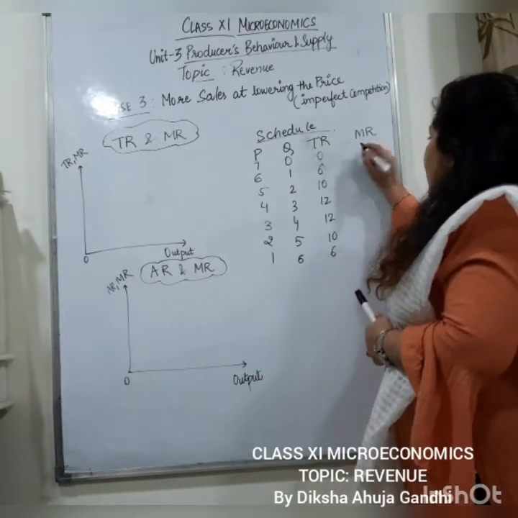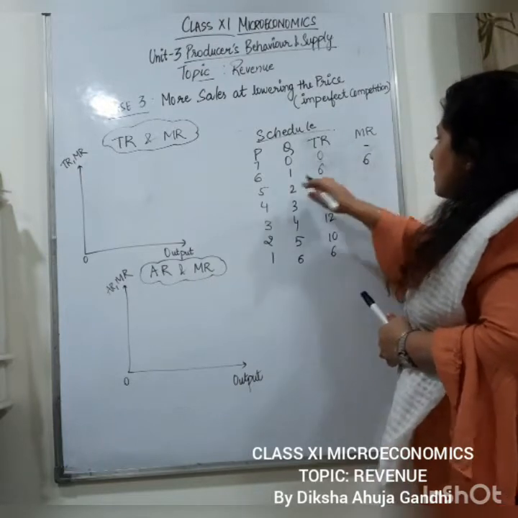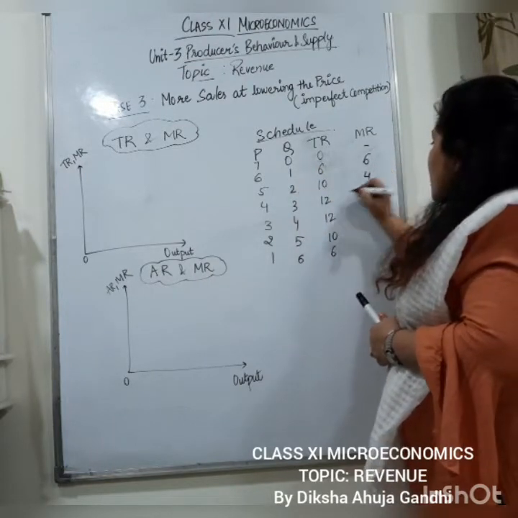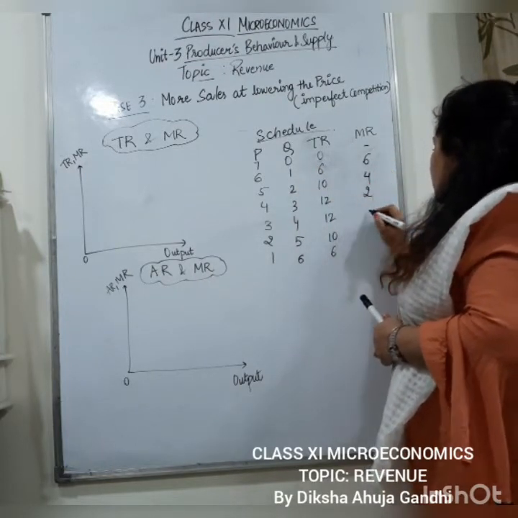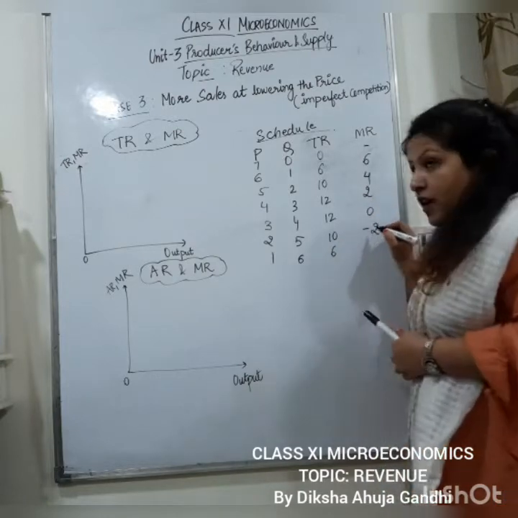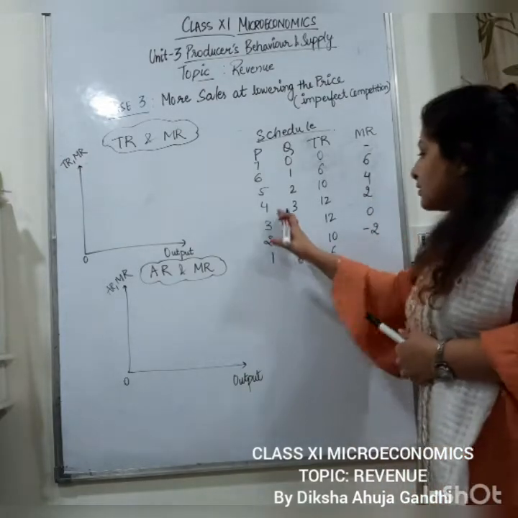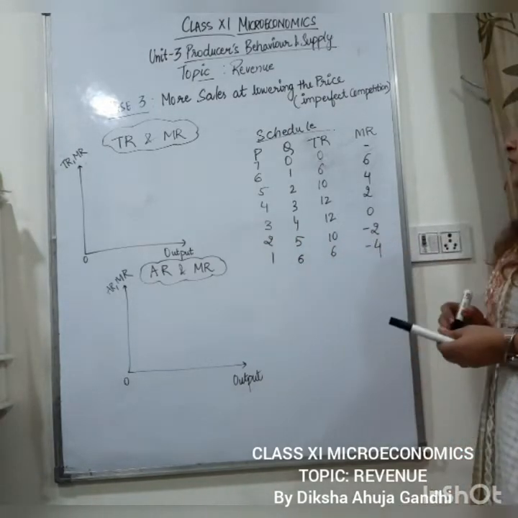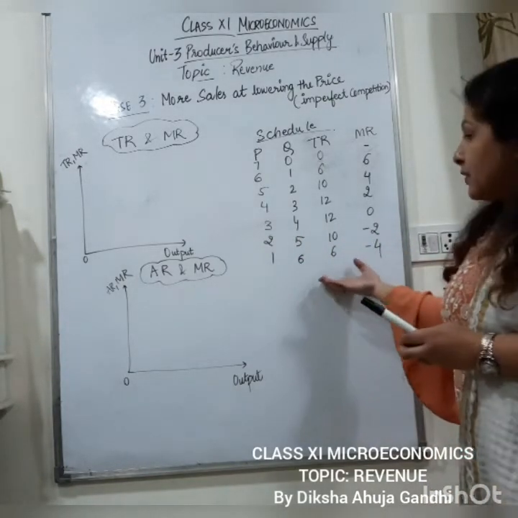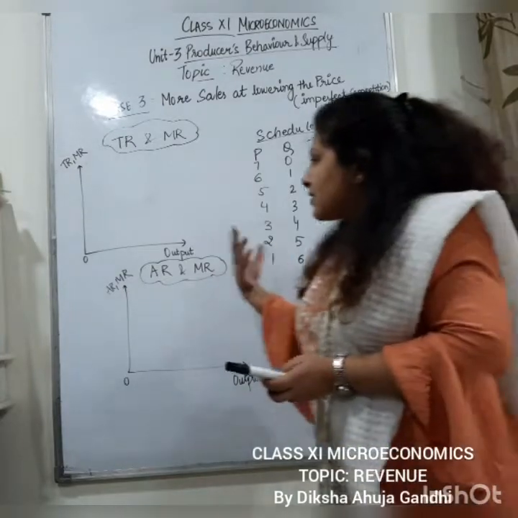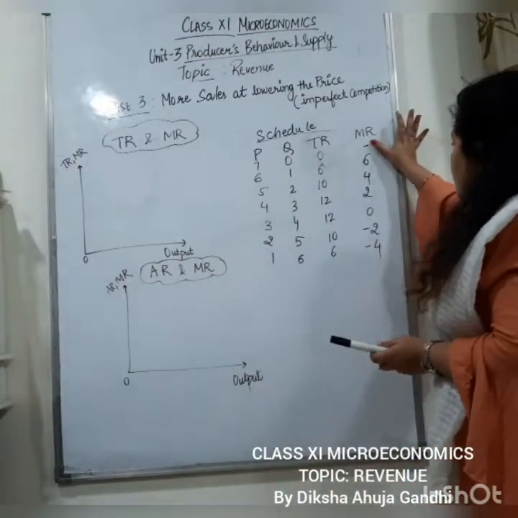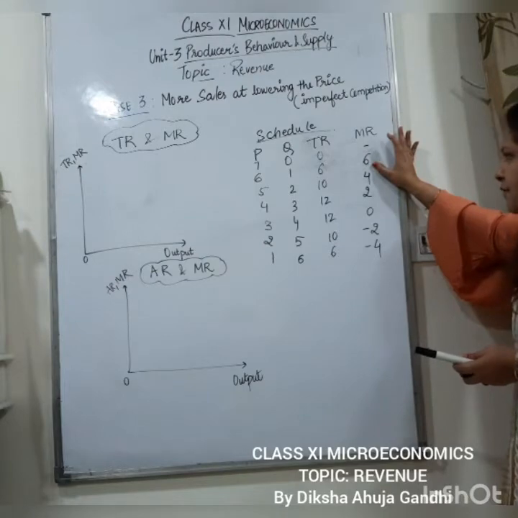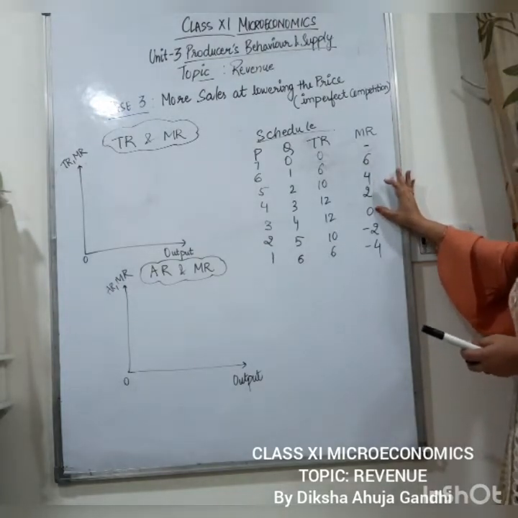Let's calculate MR. Then minus, we'll do 6. One more output I sold. I got 4. Then I got 2 rupees. Then I got 0. Then I got minus 2. Oh God. The revenue is coming negative. That means there the loss is taking place. So here minus 4. So this is the schedule, hypothetical schedule which I have got. Let's see the relationship. Let's see the nature. MR is positive but falling, becoming 0 and then negative.